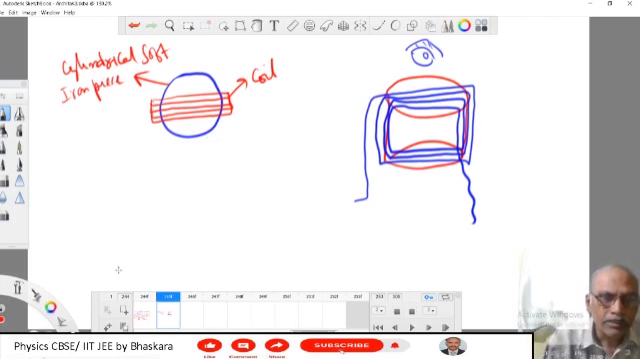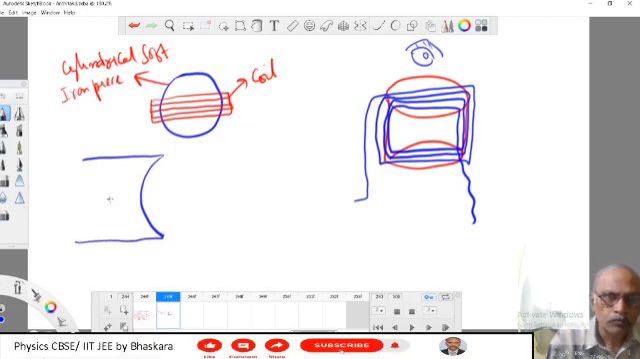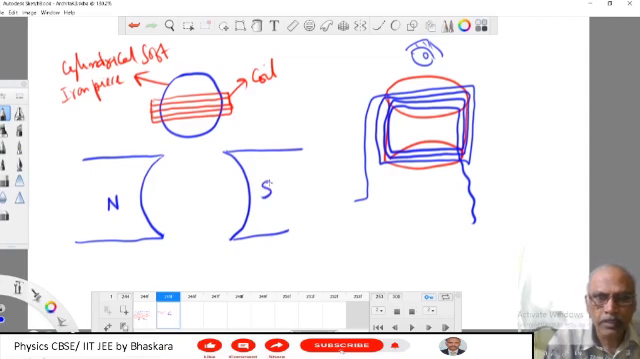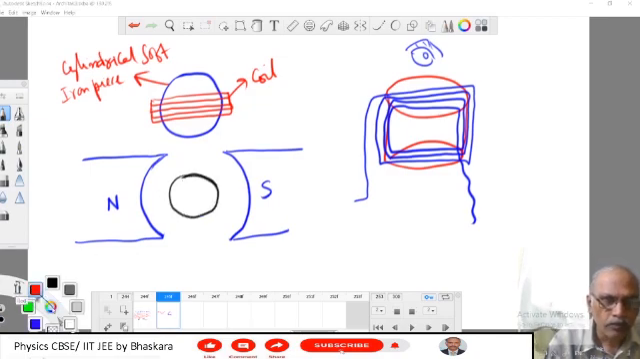Now this cylindrical soft iron piece is placed between two concave shaped poles. This is one pole, and there is another pole here: north pole and south pole, the two poles of a magnet. These pole pieces are concave shaped, and the coil is placed between these two poles. This is the coil.